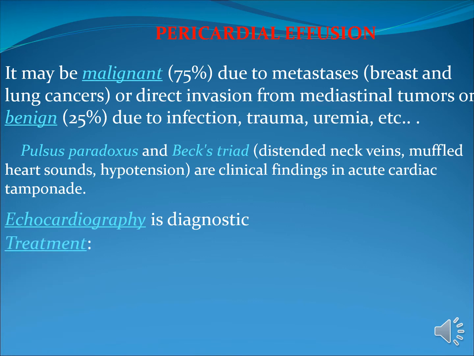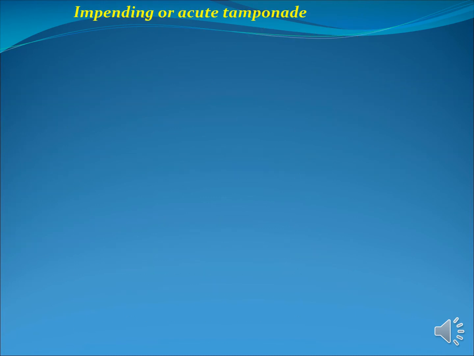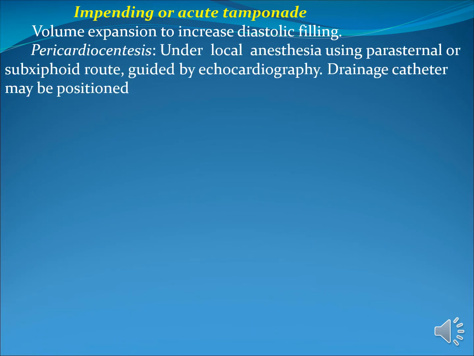Echo is diagnostic. Treatment: if there is no hemodynamic compromise, treat the underlying cause and perform echocardiography-guided pericardiocentesis. Impending or acute tamponade: volume expansion to increase diastolic filling, pericardiocentesis under local anesthesia using the parasternal or subxiphoid route, guided by echocardiography. A drainage catheter may be positioned.